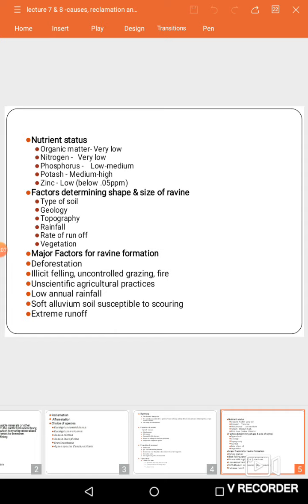Some factors which influence the formation of ravines are deforestation, which loosens the soil so that it is more prone to move or be transported, and also uncontrolled grazing, improper or unscientific agricultural practices, and extreme runoff, which also increases ravine formation.